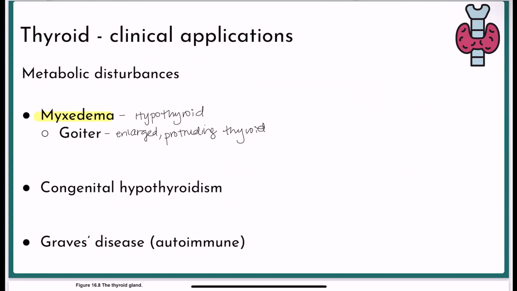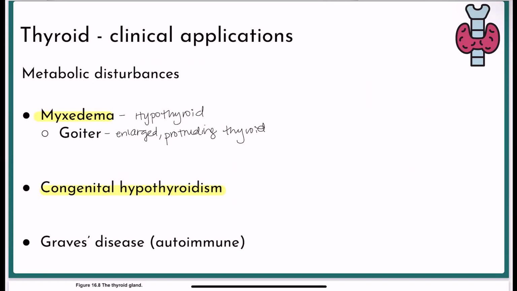Another thing that can go wrong is congenital hypothyroidism. So this is a hypothyroidism, so that means thyroid hormone is still less than what we desire. And that happens when the thyroid doesn't develop well. And so this is something we usually test for in infancy, and it can be treated with oral thyroid hormone in thyroid hormone replacement therapy.